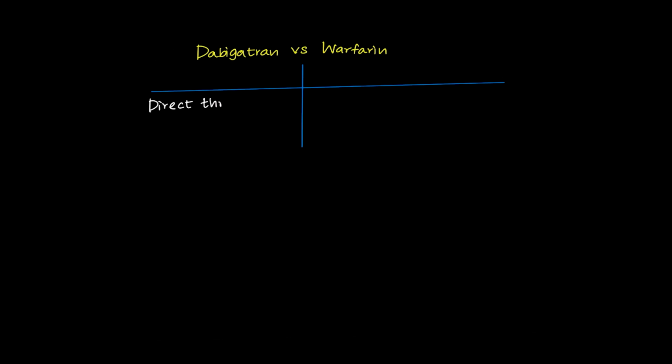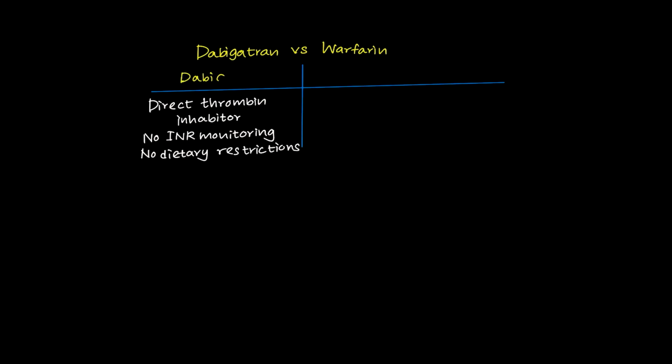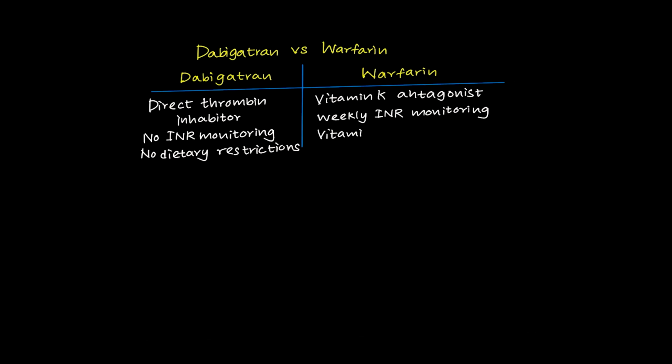Here's the thing that trips students up. Dabigatran is not warfarin. Warfarin is the drug where you worry about vitamin K foods and check INR levels weekly. Dabigatran is a direct thrombin inhibitor. It works by a completely different mechanism. No INR monitoring needed. No vitamin K dietary restrictions.